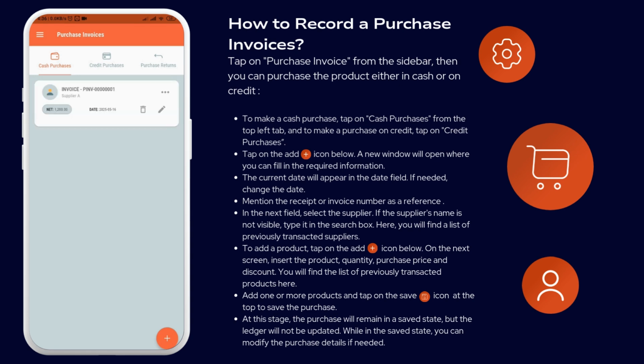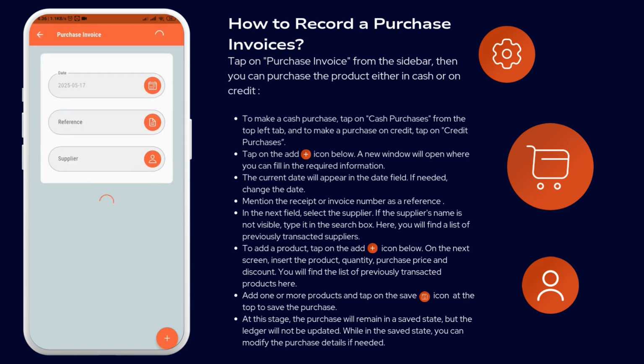To purchase in credit or installments, tap on Credit Purchases from the top tab. Then tap the add icon at the bottom. This opens a new form where you will need to enter the purchase details.